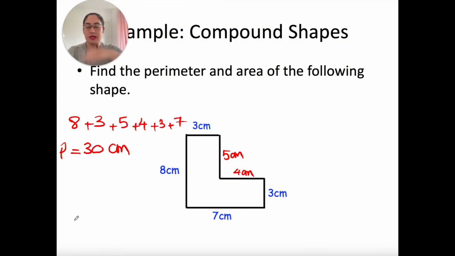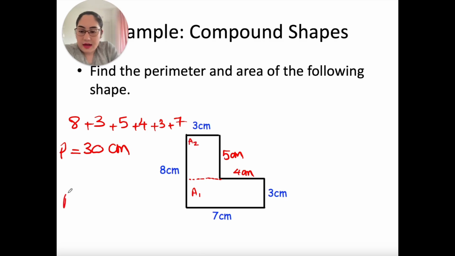Now to find the area, this is where we can split it. So the perimeter is easy. We just add all the lengths together. It doesn't matter what the shape is like. But the area is slightly different. To find the area of this shape, I don't know the formula for this odd looking shape. So I'm going to split it into two rectangles. I can find the area of each rectangle separately and then add them together.